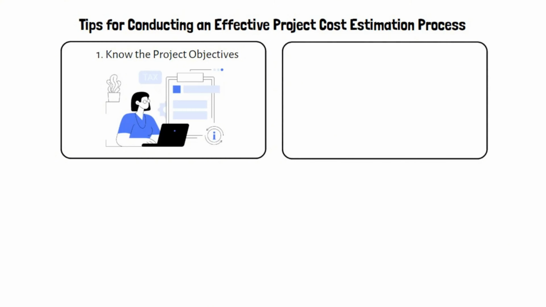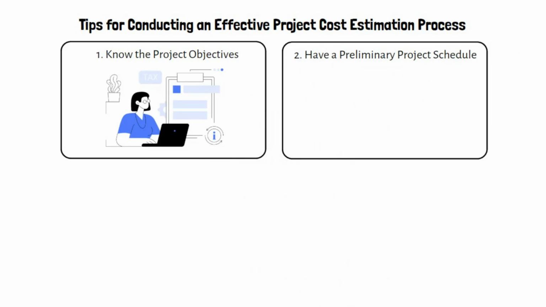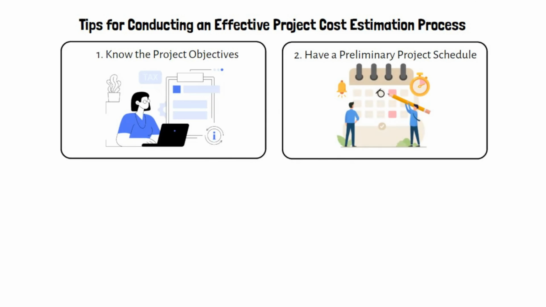2. Have a preliminary project schedule. A preliminary project schedule involves information regarding the milestones and the duration of major project deliverables. Having a preliminary schedule helps to forecast resources and their working calendar as well as forecasting indirect costs.